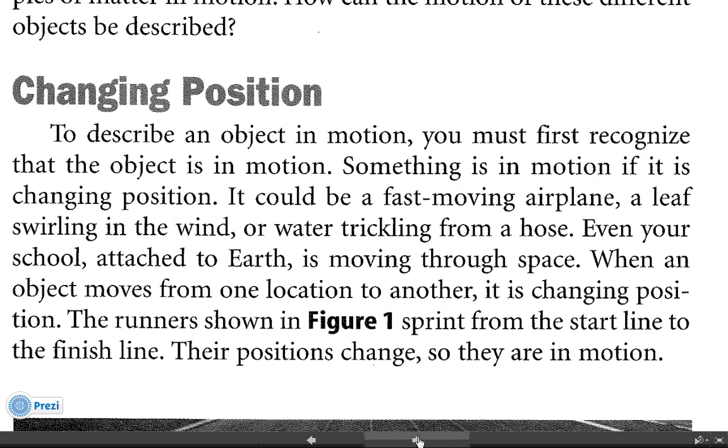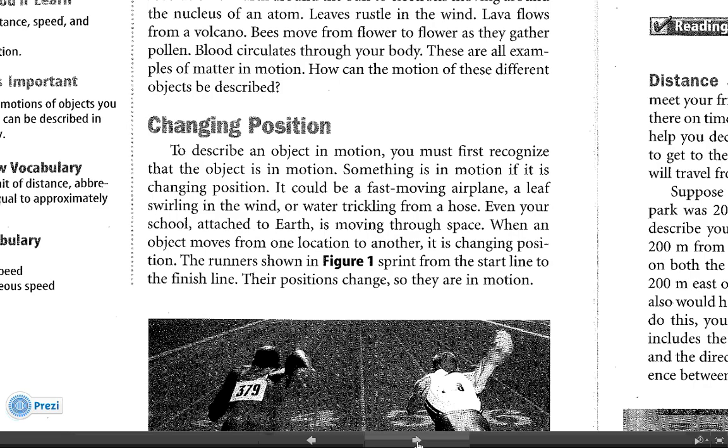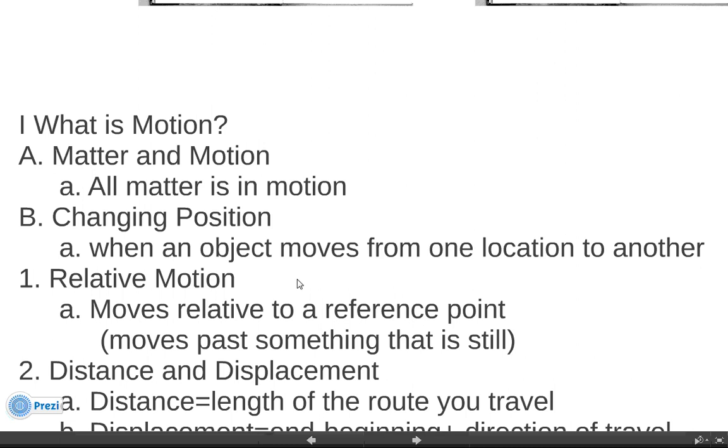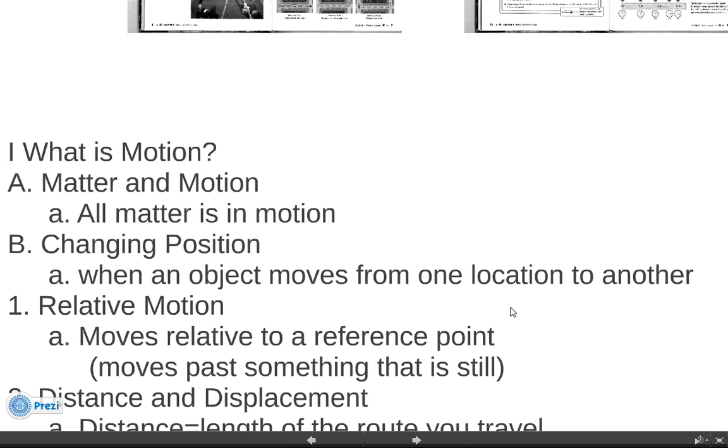Here we go. Changing position. To describe an object in motion, you must first recognize that the object is in motion. Something is in motion if it is changing position. It could be a fast-moving airplane, a leaf swirling in the wind, or water trickling from a hose. Even your school, attached to Earth, is moving through space. When an object moves from one location to another, it is changing position. The runners shown in figure 1 sprint from the start line to the finish line. Their positions change, so they are in motion. Changing position is when an object moves from one location to another.